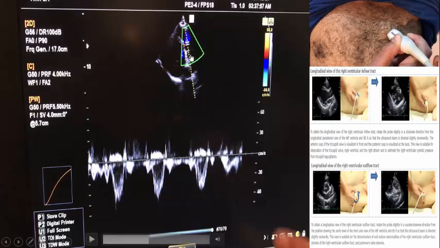Okay, so from this view, you can measure the VTI and measure the stroke volume. You can know the pulmonary artery acceleration time, the time to peak pulmonary artery flow, to diagnose pulmonary hypertension and to diagnose pulmonary embolism. And you can measure the mean pulmonary arterial pressure by knowing the maximum pulmonary regurgitation velocity. You will also measure the end diastolic pulmonary regurgitation velocity, and you can diagnose the diastolic pulmonary artery pressure.